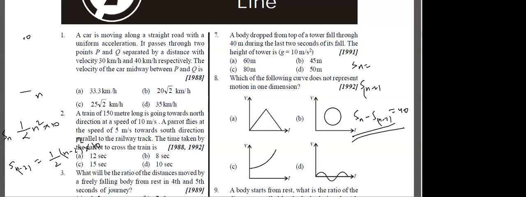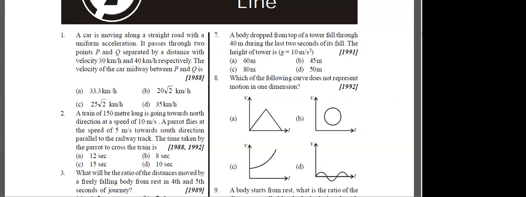Okay, now the 8th one is super easy. Motion in one dimension, I guess super easy. Ayana, which of the following does not represent?